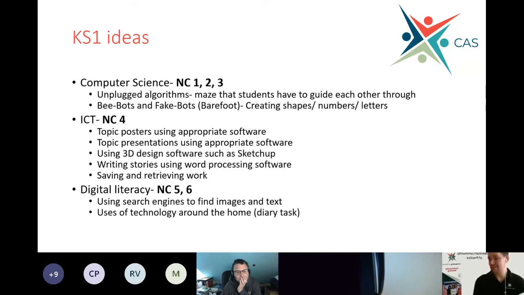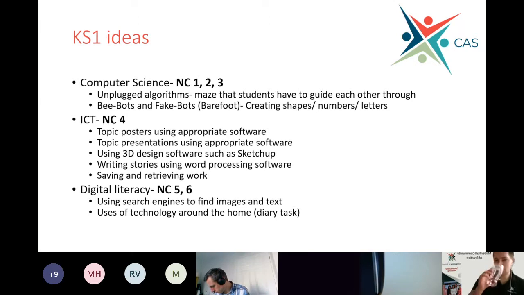Anyone else at all? I was just going to say, for people who are looking for things that they can use that are free, it's worth going back to Barefoot if you've not looked at it before, or if you have in the past, because a lot of the resources are unplugged on there, so you don't need any computing equipment to teach the beginnings of understanding of programming, and you can literally print them and go. These activities come with all the resources already made. They're very simple to use.